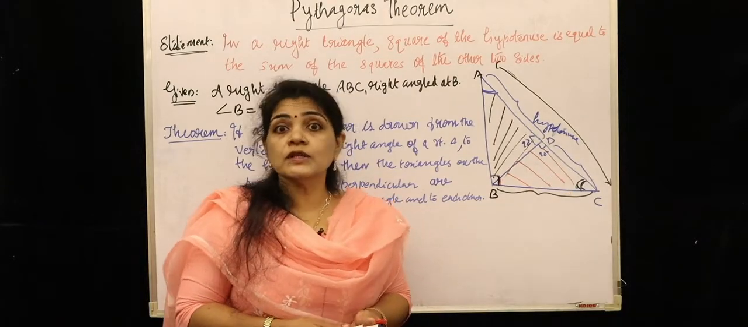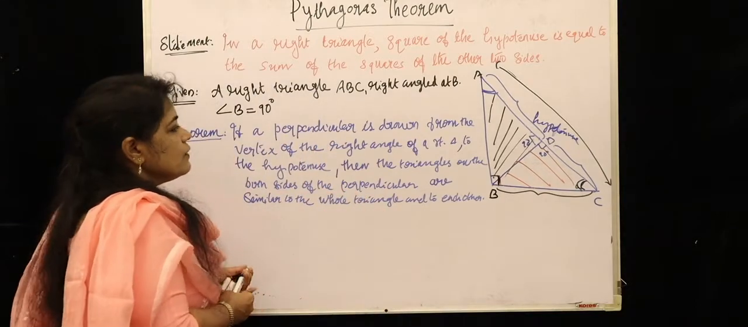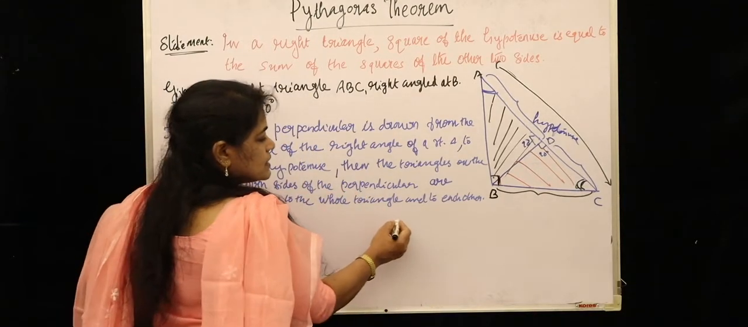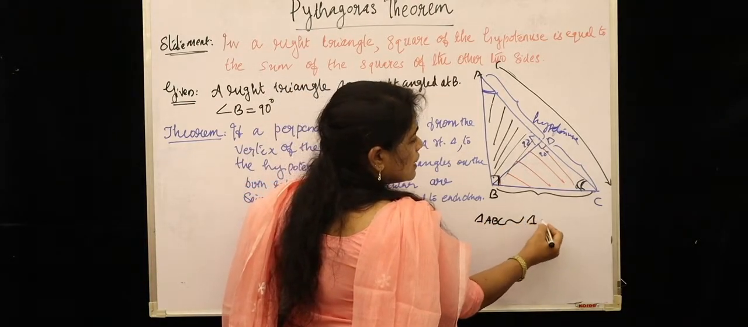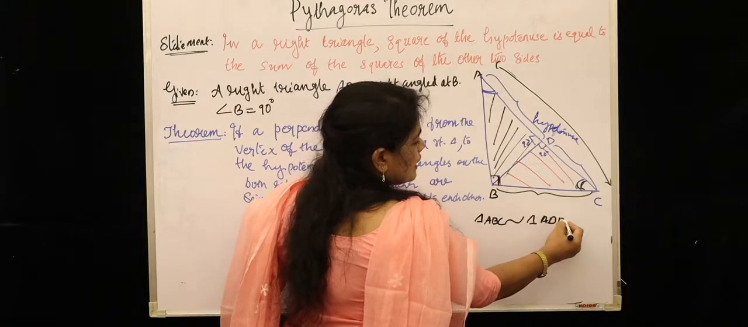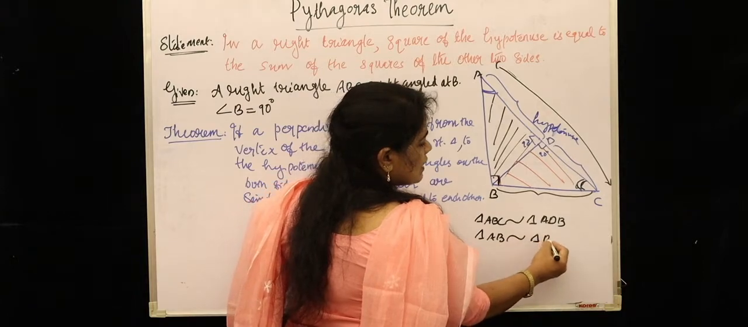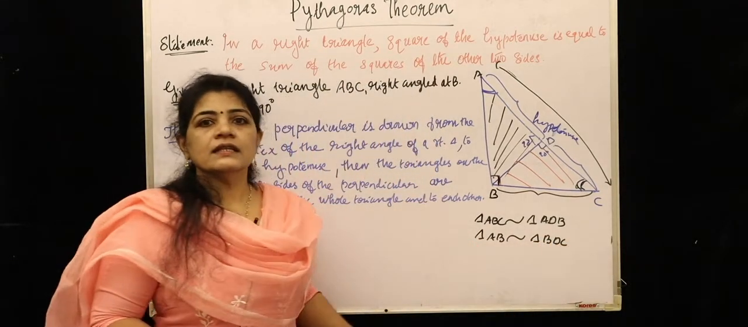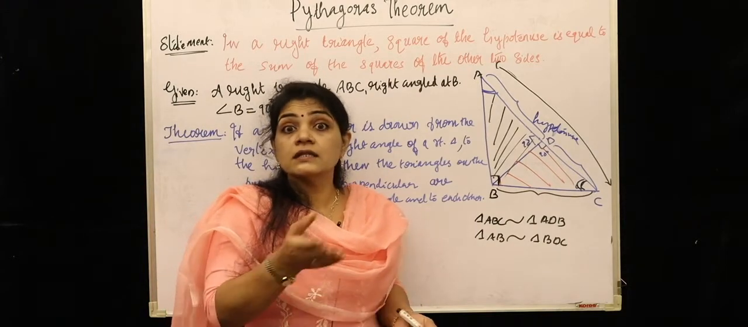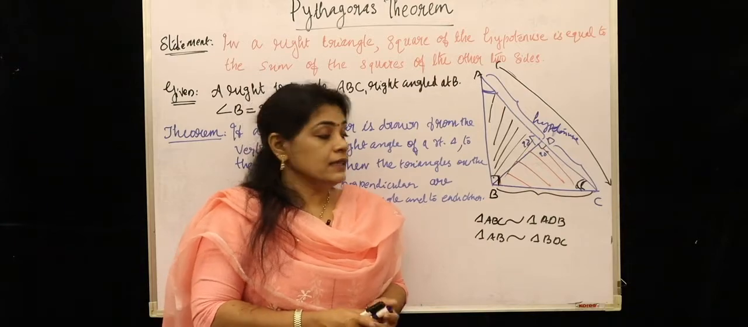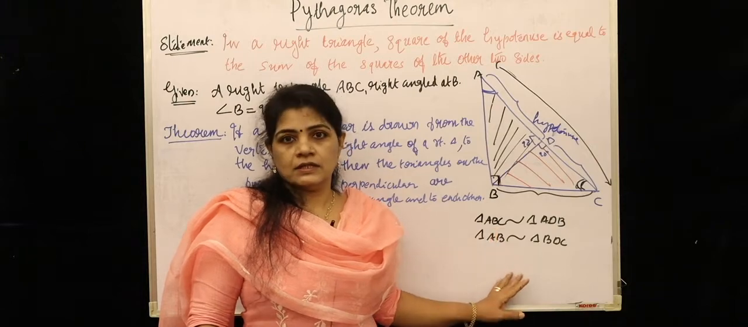That is, from those two results we have reached the required proof of the Pythagoras theorem. Okay, that means here we have seen triangle ABC similar to triangle ADB. Also, triangle ABC is similar to triangle BDC. See children, this ADB and BDC are the two right triangles on either side of the perpendicular, and these two triangles are similar to this big triangle ABC.